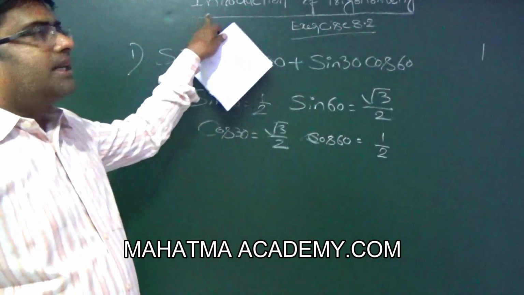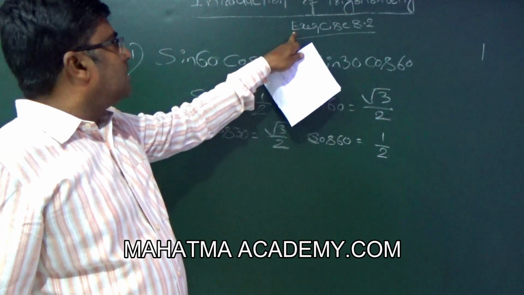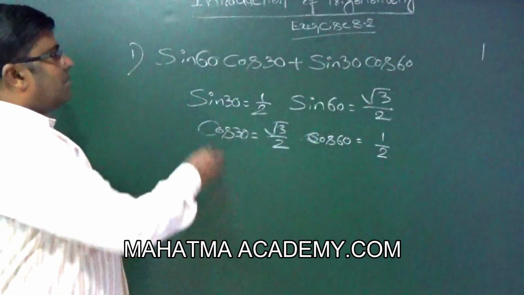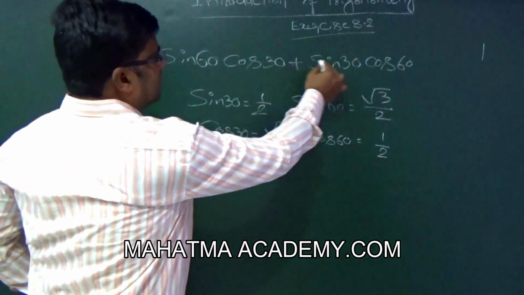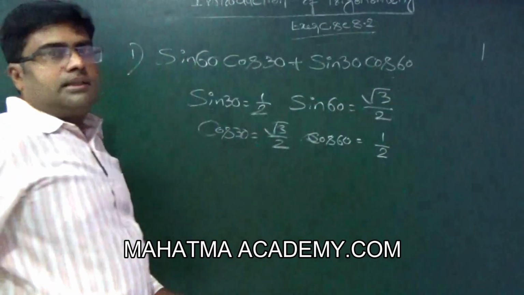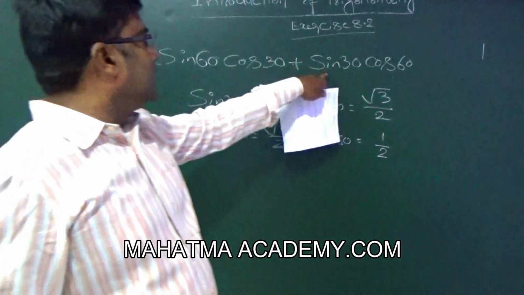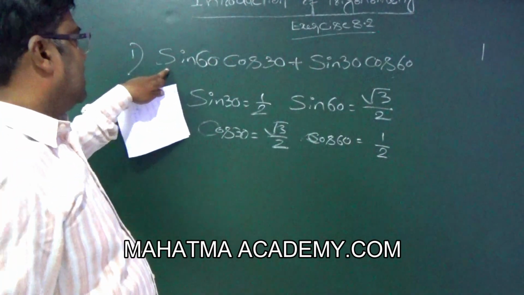Today we will discuss the introduction of trigonometry. Under this chapter, today we will solve the problems in exercise 8.2. First problem is sin 60 into cos 30 plus sin 30 into cos 60. Substitute sin 60, cos 30, sin 30, cos 60 values in this equation. We will get the result.